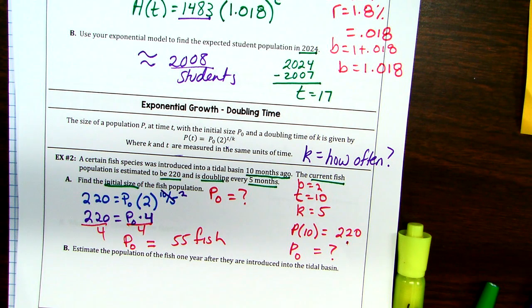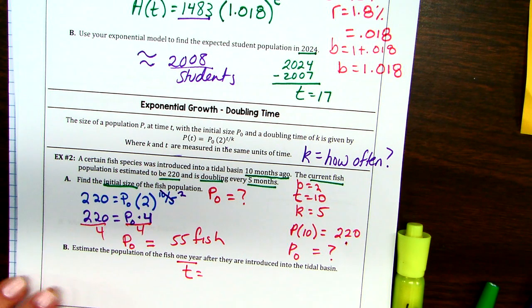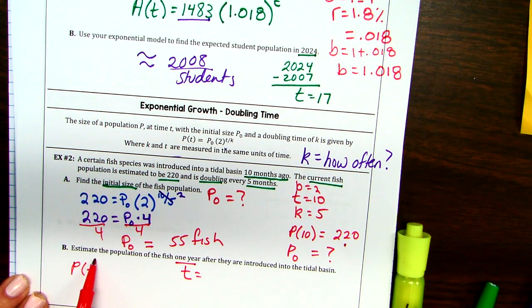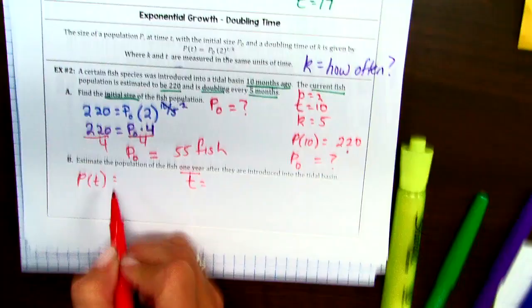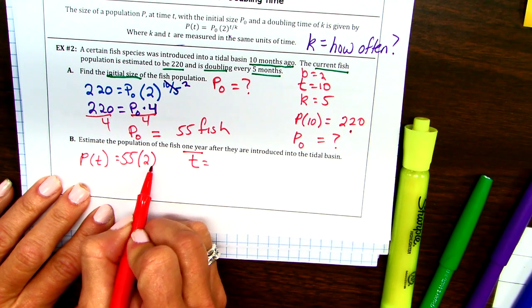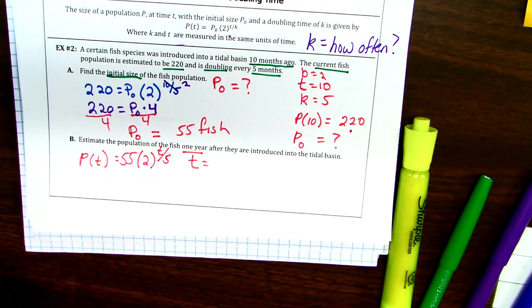Estimate the population of the fish in 1 year. So T is what we need to plug in. So we have a model now. We have the model P of T equals the initial amount, now we know it, doubling. We can plug in any T, and then we have that 5 there.